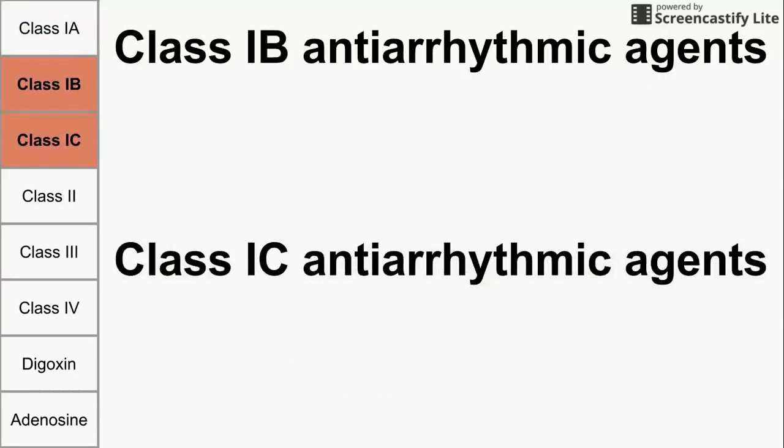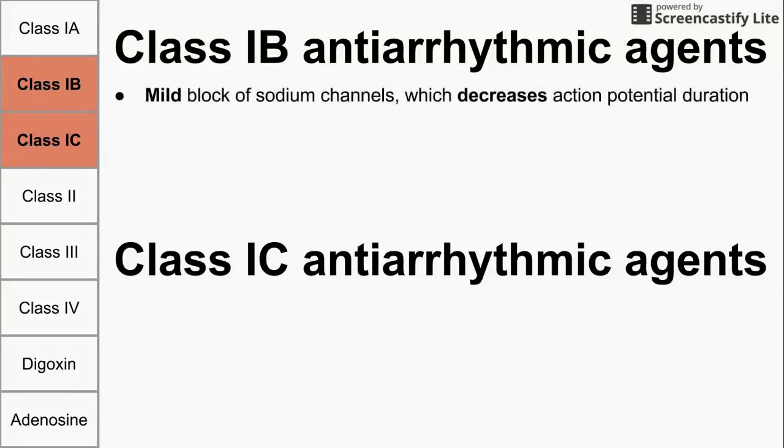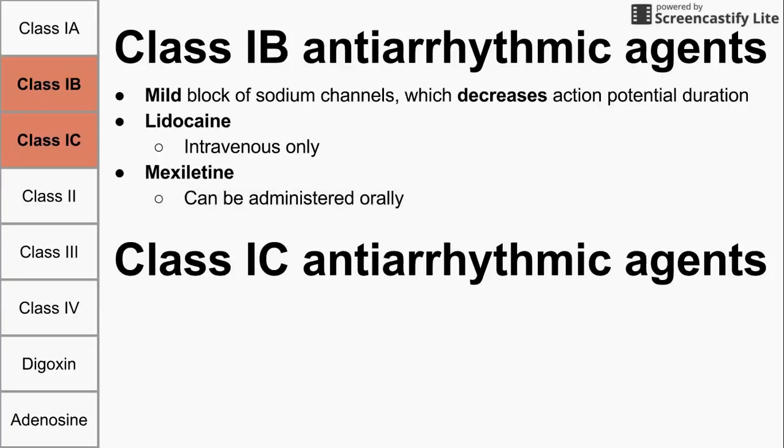Next class we're going to talk about are the 1B and 1C antiarrhythmic agents. Under the 1B, we know that they provide a mild block of sodium channels, which decreases the action potential. And I have a table on the next slide that'll help us organize this. But 1B has a mild block, and that decreases action potential duration. Two examples here are lidocaine, which can only be administered intravenously, and mexiletine, which can be administered orally, and you administer those two drugs differently based on what you need. These provide a mild block, which decreases action potential duration.